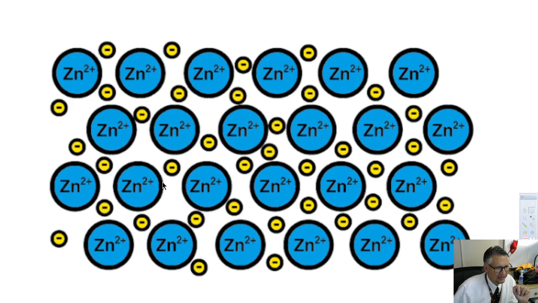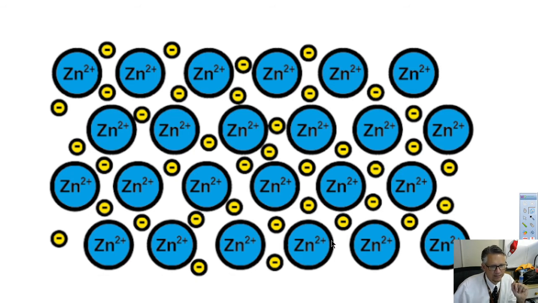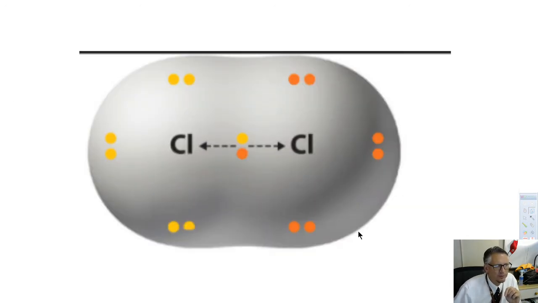Zinc in a sea of electrons. So this is going to be your metallic bonding, just electrons everywhere. So this is a metal with a non-metal. So something from the left hooking up with something from the right, that is going to be an ionic bond. Ions are going to be formed.